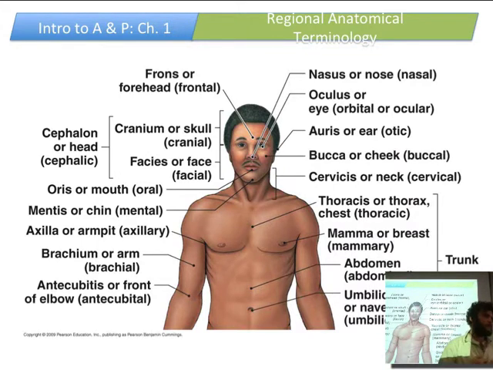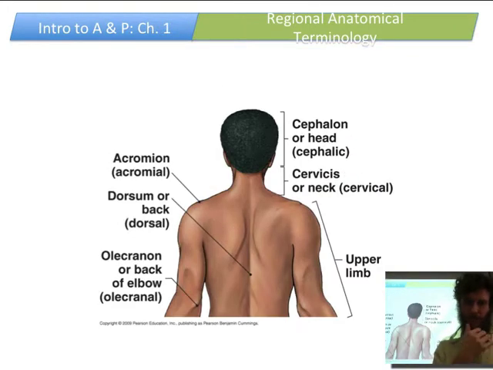Axilla is your armpit. Axillary is the adjective. Brachium or brachial is the arm. And the forearm is, I'm sorry, that's not on this list. The front of the elbow, this little area right here has its own name. This is the antecubitus or antecubital region. All right. Abdomen is your, I think everybody knows that word, abdominal. Umbilicus is your belly button or navel, or the umbilical. That's all those. Dorsum is the back or dorsal.